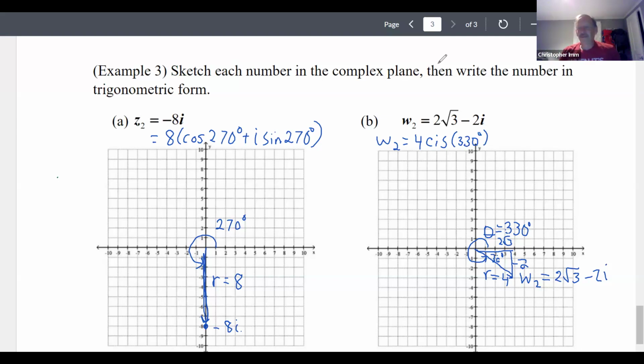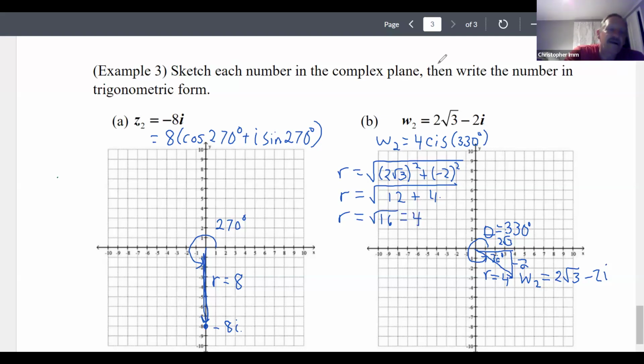Now let's say that we didn't see that that was a nice triangle like this. We could always get it a different way. So if we wanted to, we could let r equal the square root of each of these squared. So 2 root 3 squared plus negative 2 squared. So 2 squared is 4, root 3 squared is 3, and 4 times 3 is 12. Negative 2 squared is 4. So we have square root of 16, which is 4. That's verified from what we had over here. Same thing. So the modulus is still 4.